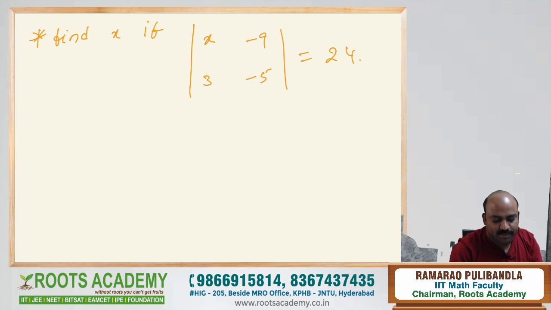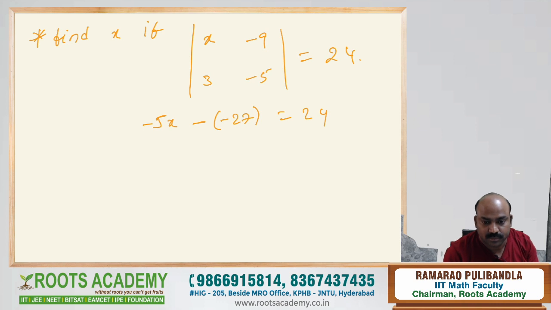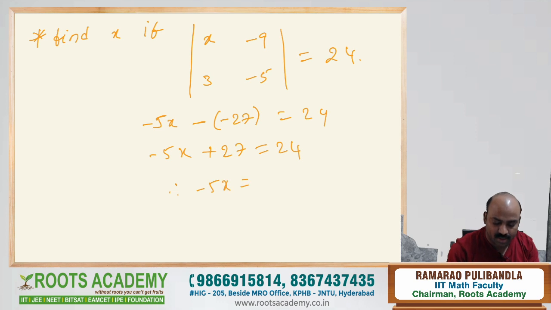Expand this. Minus 3x or 5x minus of 27 equal to 24. Minus 5x plus 27 equal to 24. Therefore, minus 5x is now how much? Minus 3. X is 3 by 5.